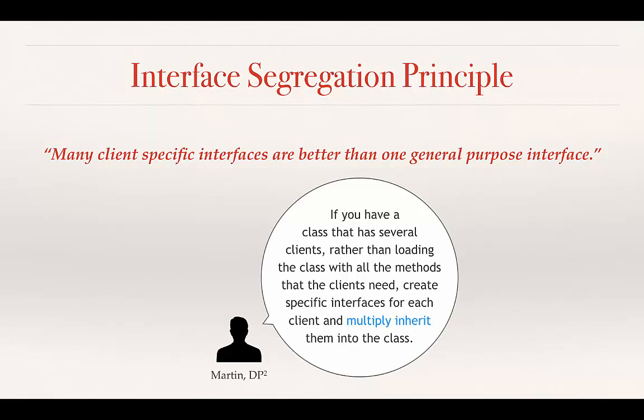The interface segregation principle says that if you have many clients for your component, you should consider having multiple interfaces rather than just one interface. In almost every object-oriented language, even those with single inheritance like Java, you can implement multiple interfaces, so you can apply the interface segregation principle in any OO language. Remember that an interface is a completely abstract class with only method signatures and no implementations.